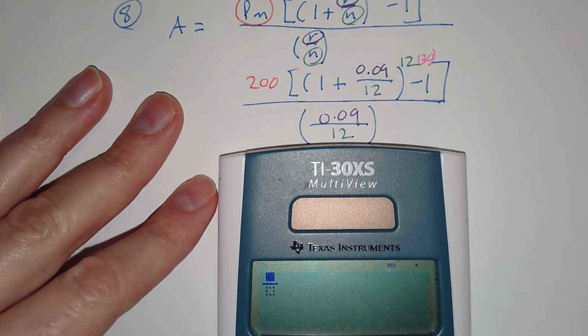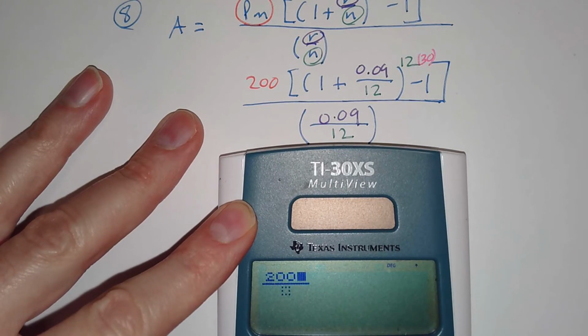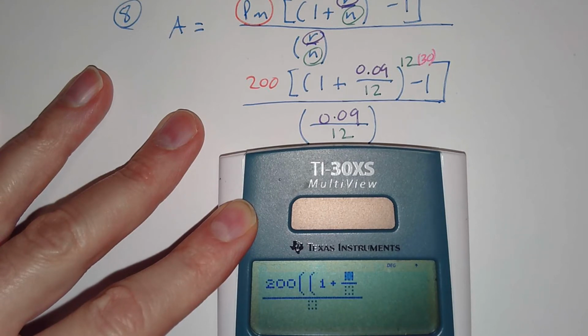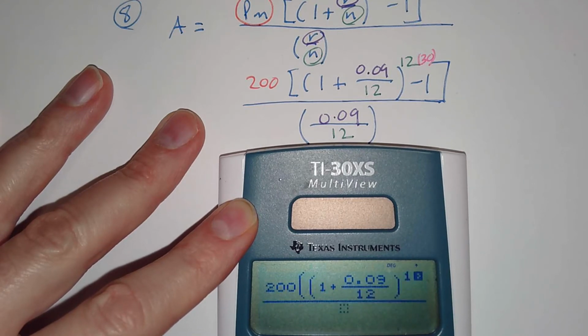So I'm going to do fraction, 200, parentheses, 1 plus fraction key, 0.09, hit the down arrow, 12, hit the right arrow, close it off, caret key, 12 parentheses 30.